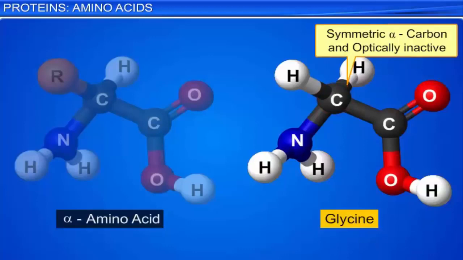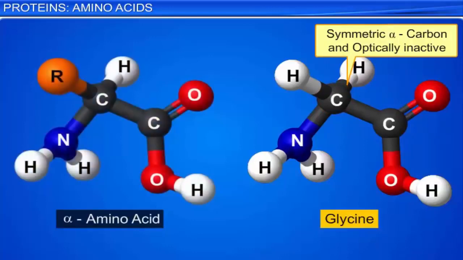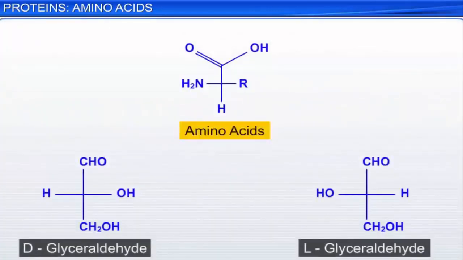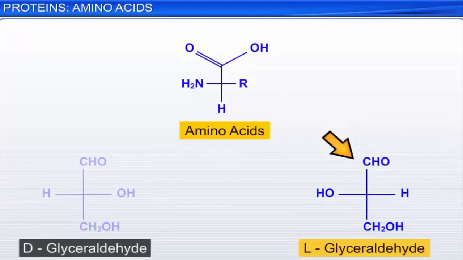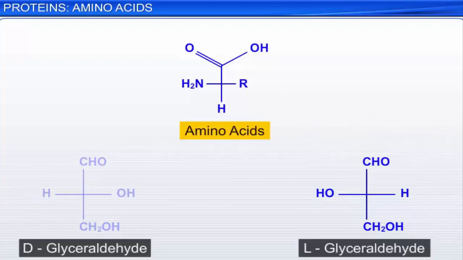All amino acids except glycine are chemically correlated to levorotatory glyceraldehyde with L configuration. Hence, amino acids have the configuration L. Notice that in L configurations, the amino group is drawn on the left.